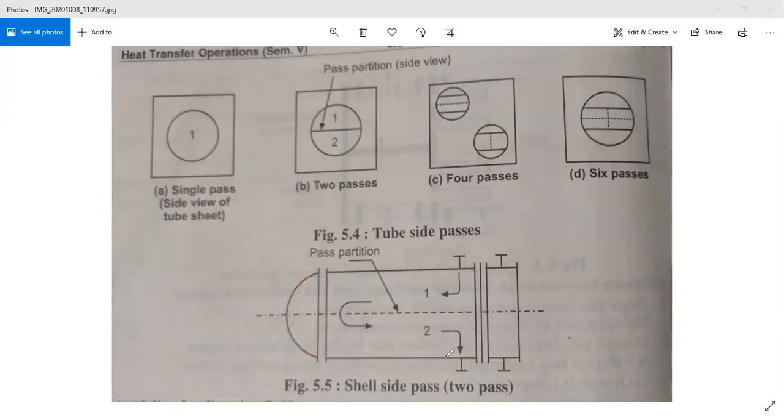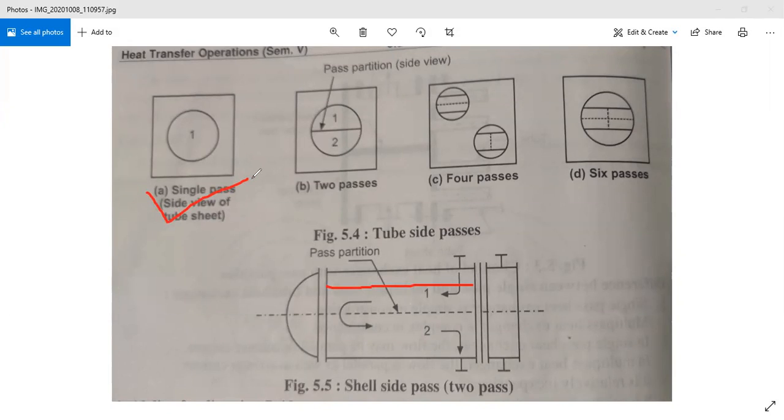Basically, this shell and tube heat exchanger may be of one pass, two pass, four pass, six pass, etc. So what exactly does pass mean? When one fluid, that may be the shell side fluid or the tube side fluid, passes along the length of this heat exchanger only once, then it is called a single pass shell and tube heat exchanger.